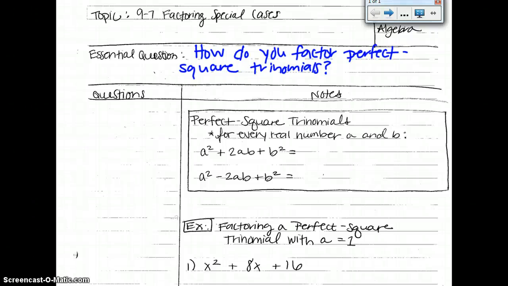Okay, we are ready to begin Chapter 9, Section 7, Factoring Special Cases. Our essential question is, how do you factor perfect square trinomials?